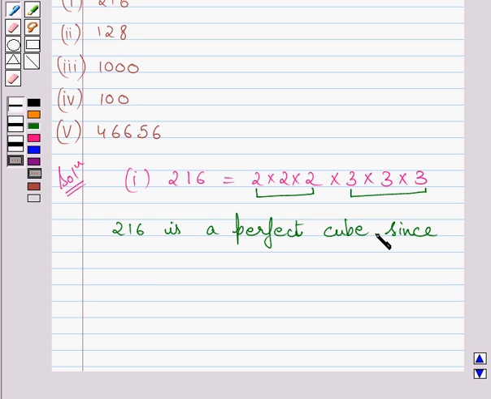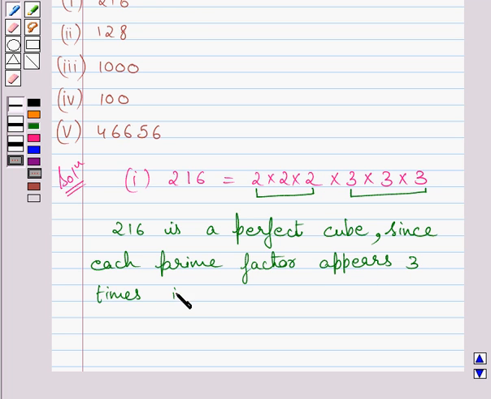Since each prime factor appears 3 times in its prime factorization.